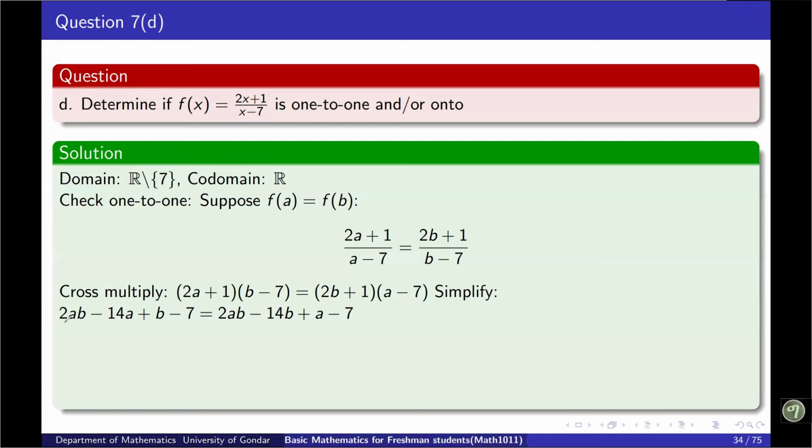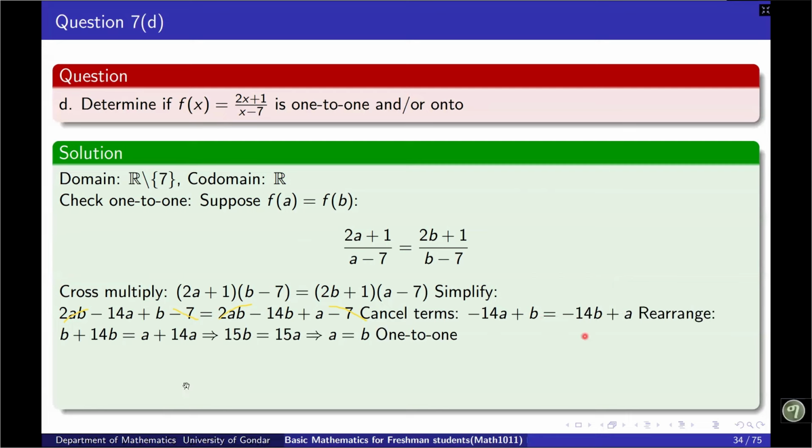Here, the 2ab can be cancelled by the 2ab on the other side. We have minus 7 again here, and this 7 can be cancelled as well. After cancellation, we are given minus 14a plus b is equal to minus 14b plus a.